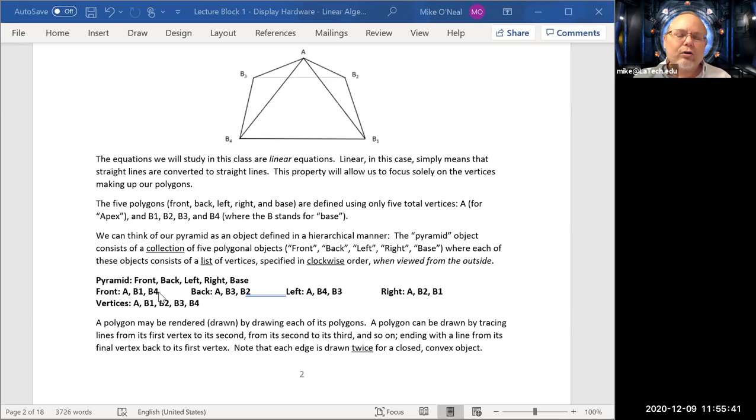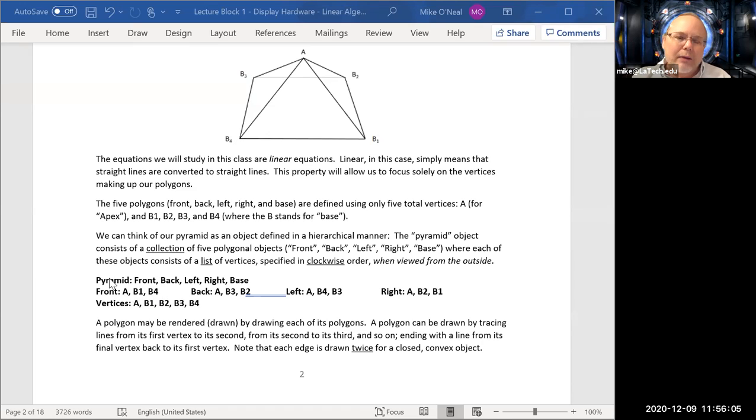As long as the order, think about them in a cycle, as long as the cyclic order here is the same, it doesn't matter. I could start at A, B1, B4, I could start at B1, B4, A, or I could start at B4, A, B1. If you think about these things as being in a little circle, it doesn't matter where on the circle you start. Does that make sense?